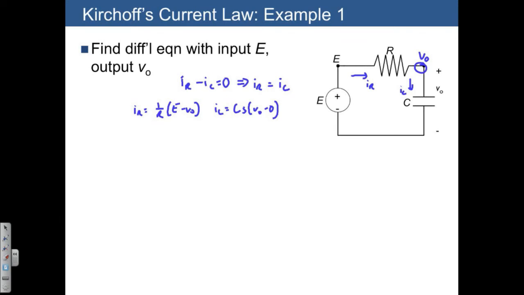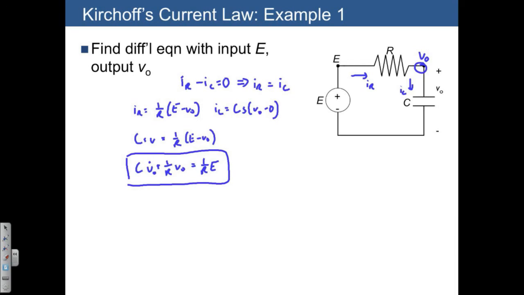Since these two are equal, we just set them equal to each other, and we get this, which can be simplified into C times V dot plus 1 over R times V is equal to 1 over R times E. So there's the differential equation with input E and output VO.